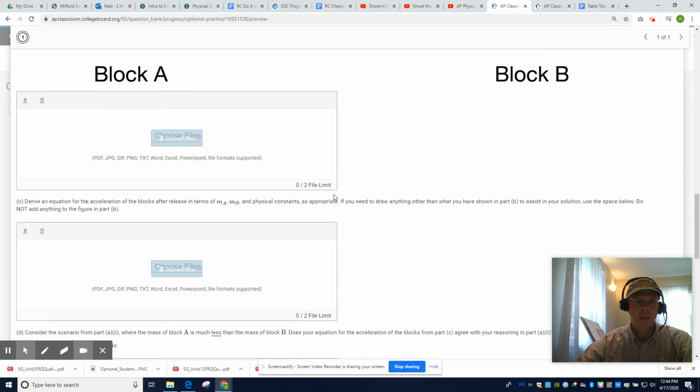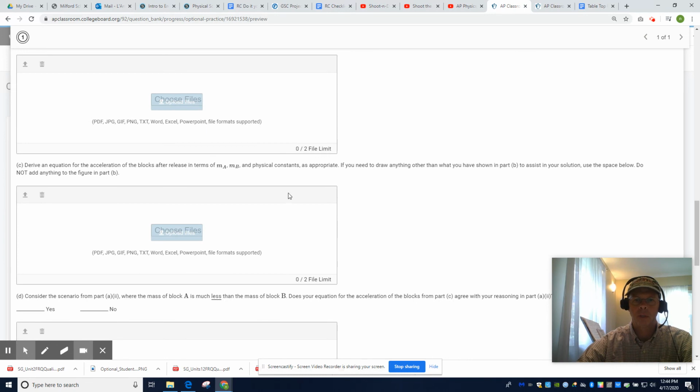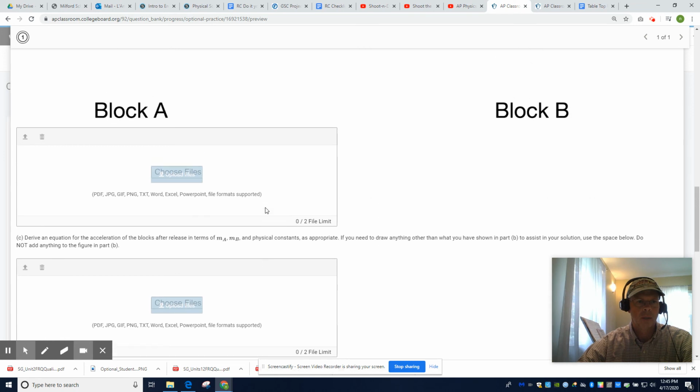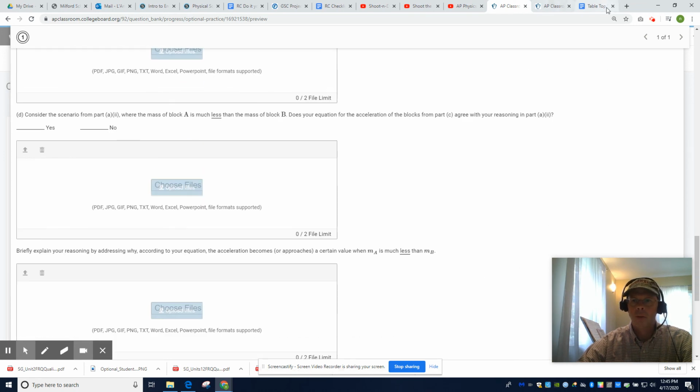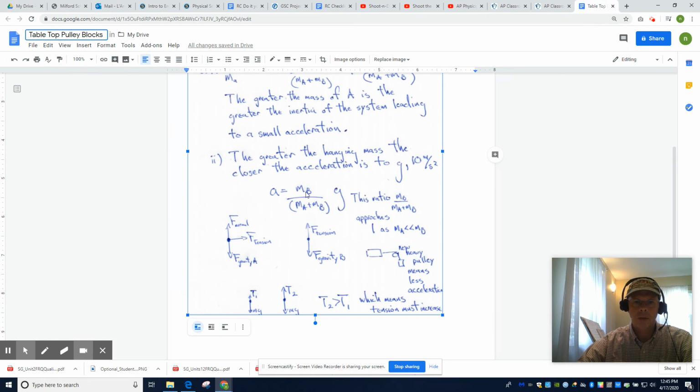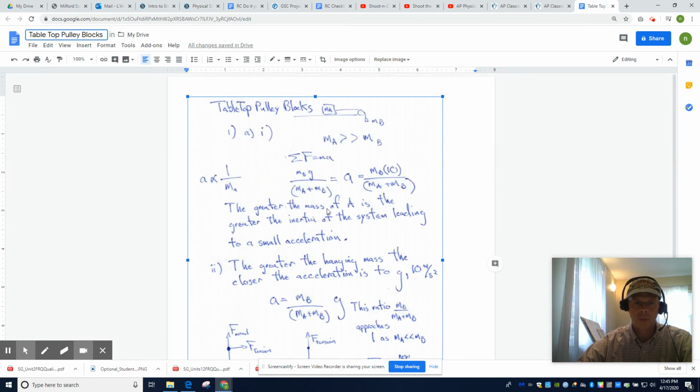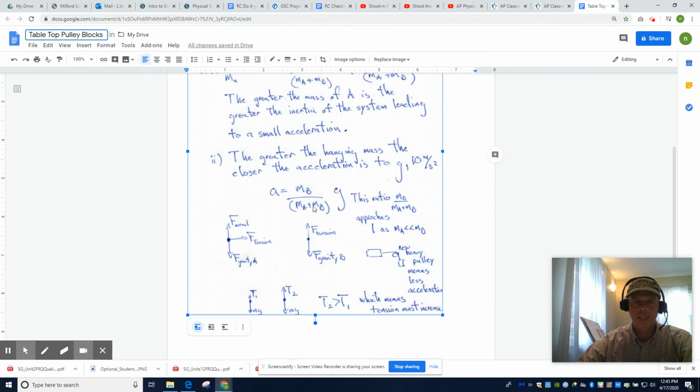Now what would they like? Derive an equation for the acceleration. Right, so I started out with a derivation. Don't do that on May 17th. Do it in the order they asked for. Do not add anything to the figure in part B. Okay. So I already did this. This is linked up with F equals ma. All you need to know is the m is both. And the weight is mass times acceleration.